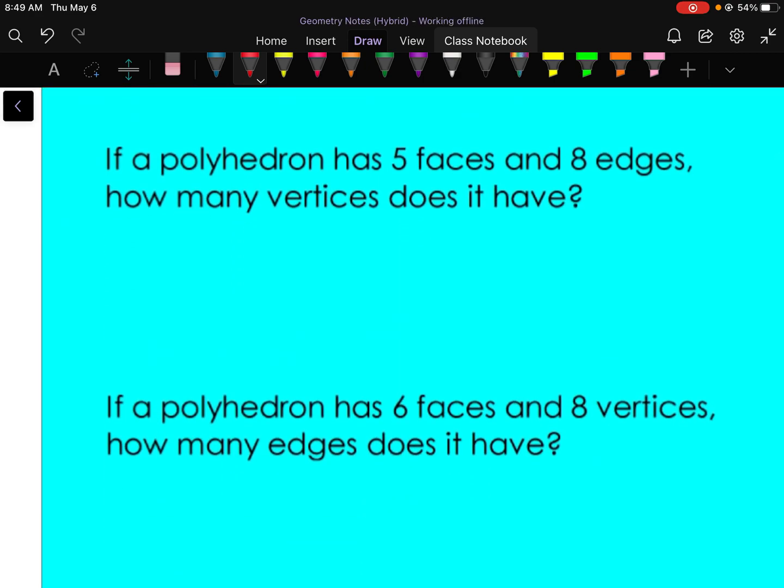But here's how we can really use this, and here's what we're trying to get to. If we have a polyhedron that has 5 faces, 8 edges, how many vertices does it have? So we want to find the missing information rather than counting it all up, so we don't have to draw a diagram, because 3D shapes are very difficult to draw. So let's put this to the test.